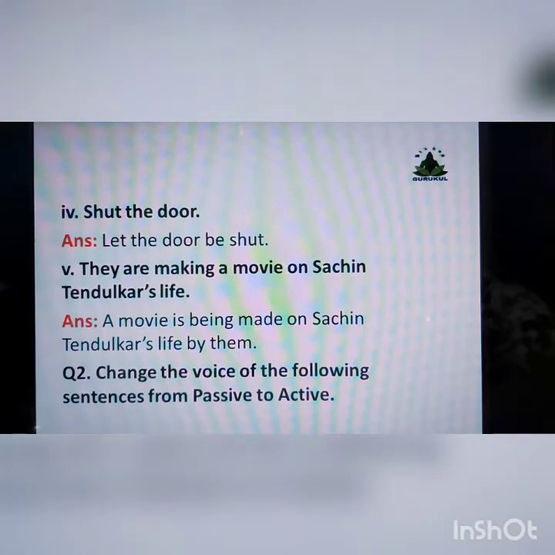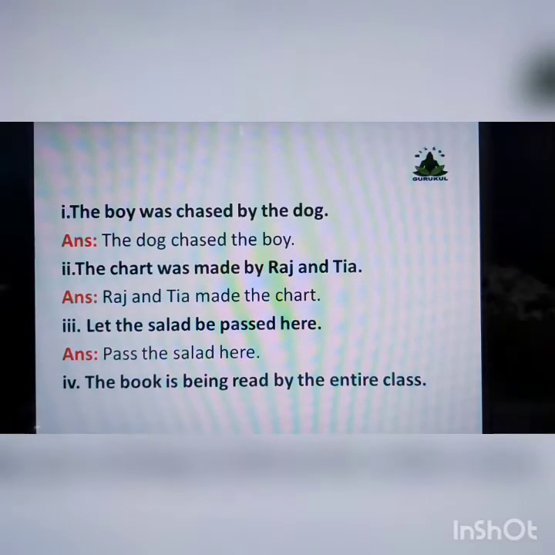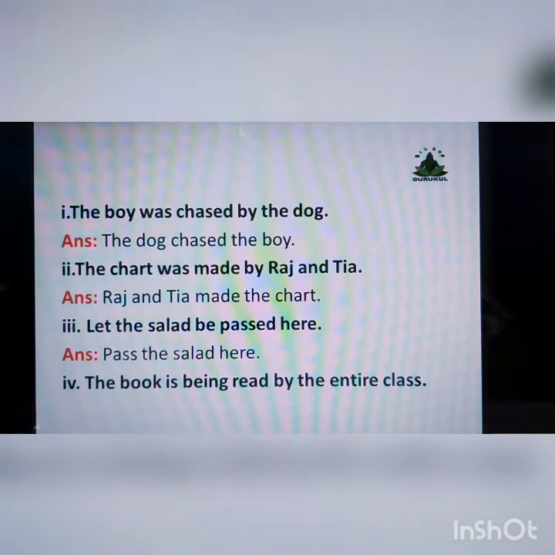Next, question number 2. Change the voice of the following sentences from passive to active. And the sentence is, the boy was chased by the dog. Children, this sentence is given in passive voice and you have to change it into active voice. So the answer will be, the dog chased the boy.